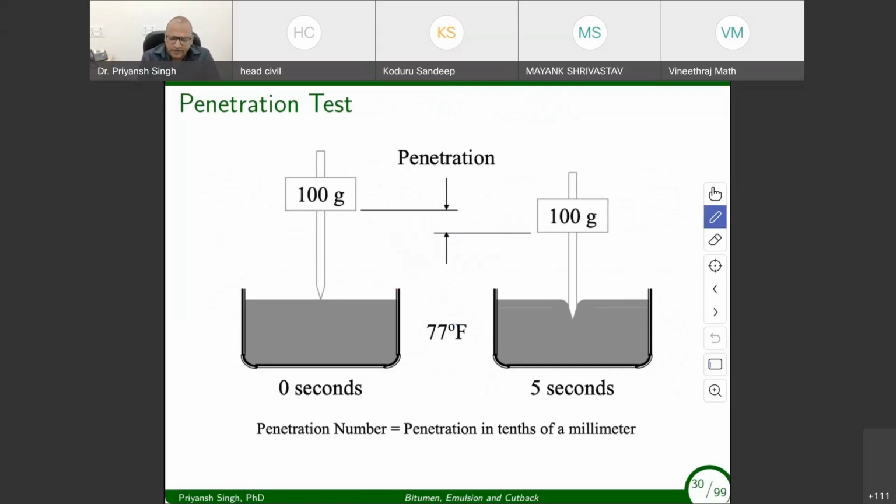So first test, a very basic test to get an indirect measurement of binder viscosity or the binder's consistency, is the penetration test. Conventionally, we will take a load of 100 gram through a standard needle and will put it on the surface of the binder and will apply this load for a duration of 5 seconds. Now, in this duration, the needle will penetrate into your binder. The amount of penetration will give you the penetration value, and that's represented in terms of 1/10 of a millimeter.